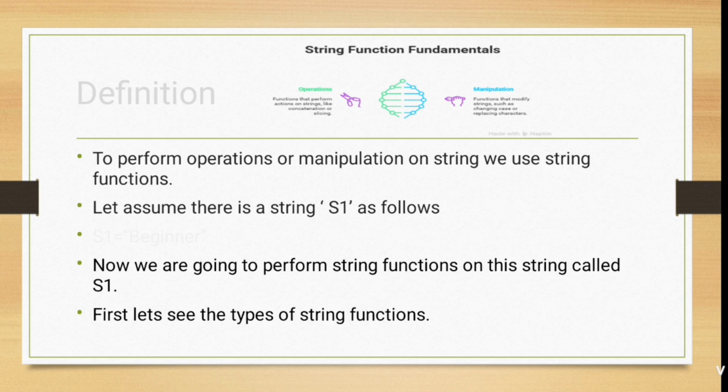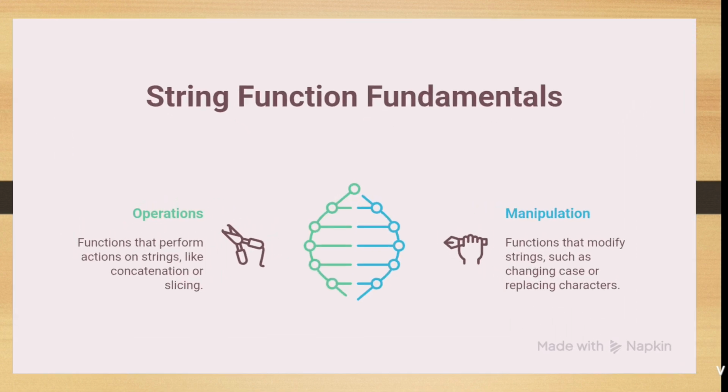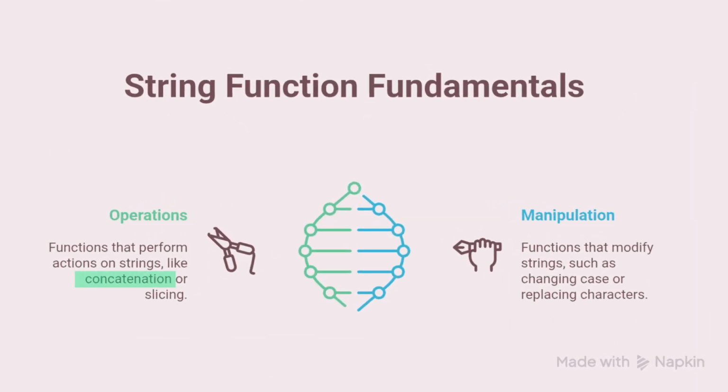Before knowing string function, let's see the definition of string function first. To perform operations or manipulation on string, we use string function. Operations such as concatenation means two strings को आपस में जोड़ना, that is called concatenation. And slicing is a different topic in Python. I will explain it in the next video.